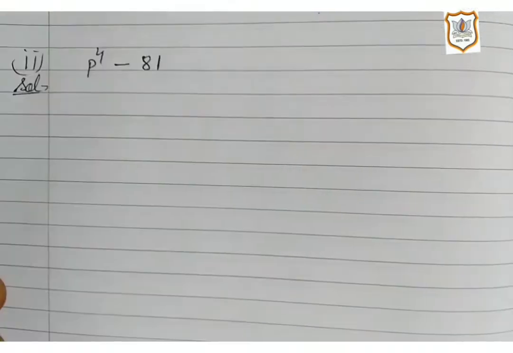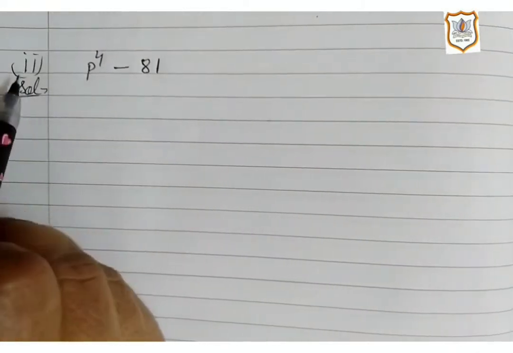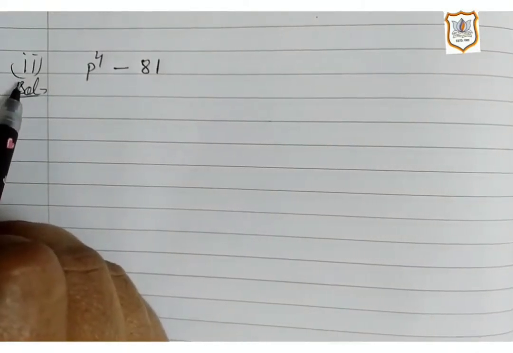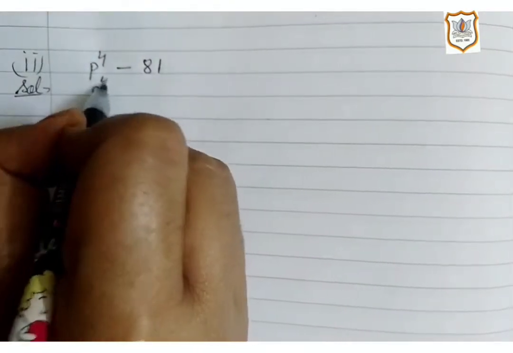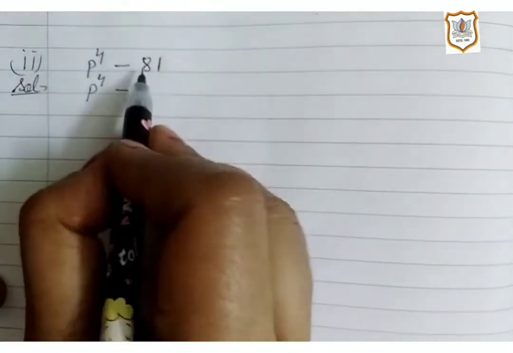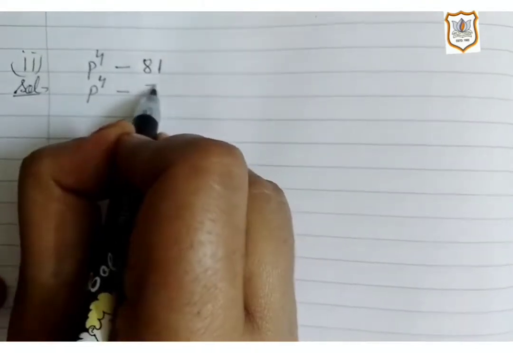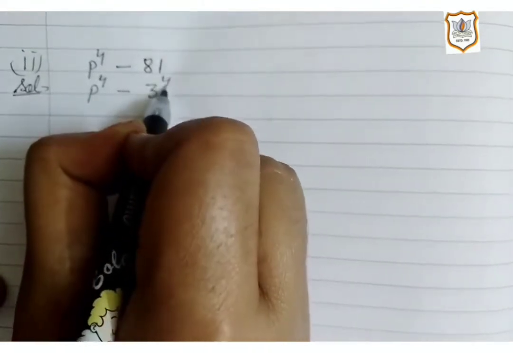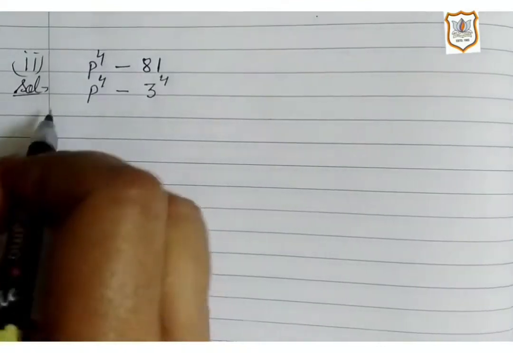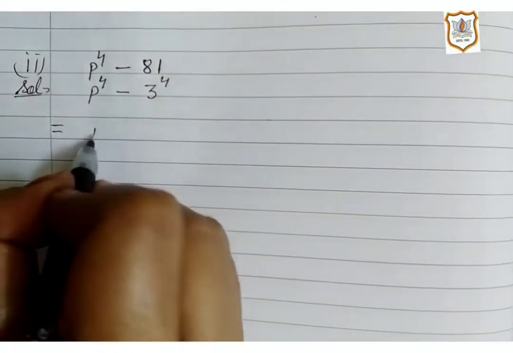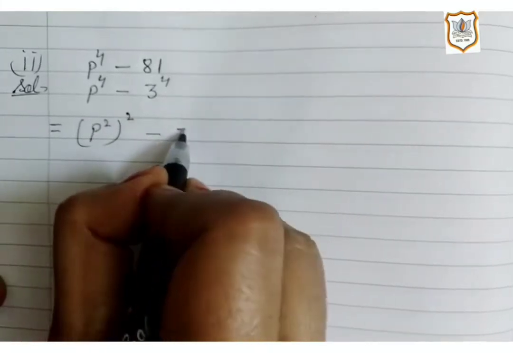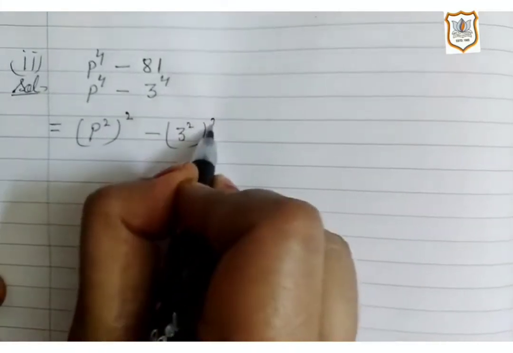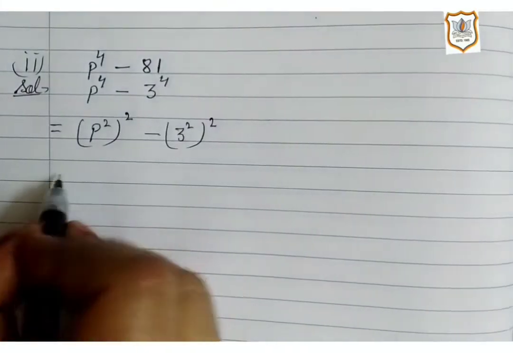Now second part of question number 4, p raised to power 4 minus 81. So first we will write p raised to power 4 minus, in the place of 81 we will write 3 raised to power 4, as 4 times 3 will be 81. So now here in the place of p raised to power 4 we can write p square whole square minus, in the place of 3 raised to power 4 we can write 3 square whole square.